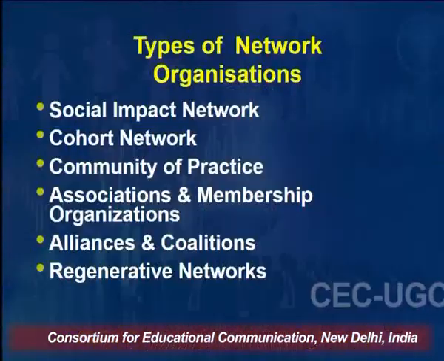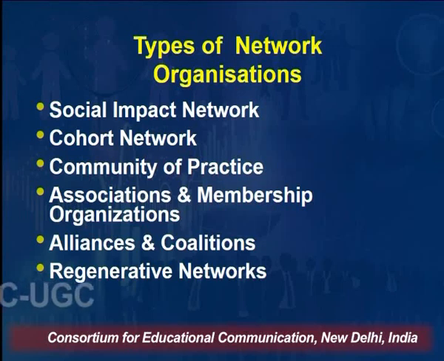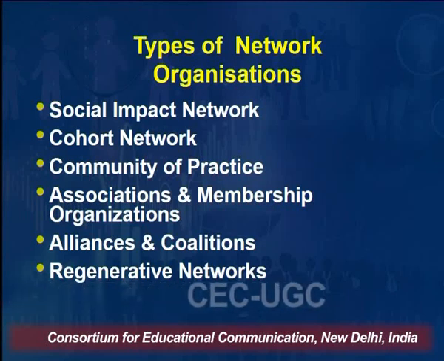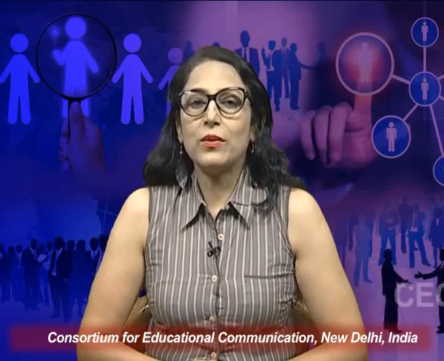Okay, in the network organization we have different types. It could be social impact network, cohort network, community of practice, associations and membership organizations, alliances and coalitions, regenerative networks. There are different types of network organization. Few organizations just come together because they want to make a social impact. For example, nowadays about COVID, how to practice measures against COVID or COVID guidelines. If some organization is working to implement COVID guidelines, other organizations come together with that organization to make a social impact, right? Social impact against any evil, any bad practice, any social taboo.